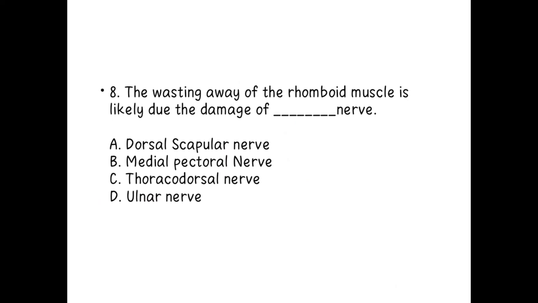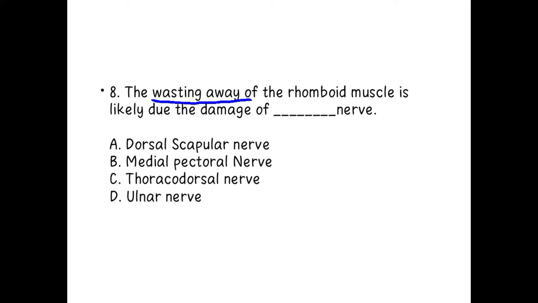Number 8, the wasting away of the rhomboid muscle is likely due to the damage of dash nerve. A, dorsal scapular nerve, B, medial pectoral nerve, C, thoracodorsal nerve, D, ulnar nerve. What they're asking here is which muscle, when it loses its innervation, will start to die away. This term here, wasting away, means that the muscle starts to die away. It's more like a term called atrophy. The muscle mass starts to reduce.